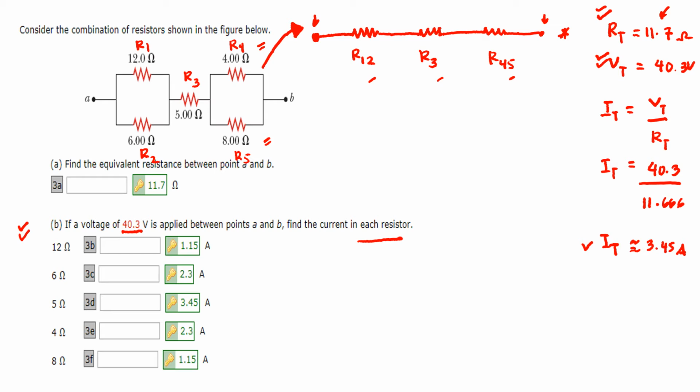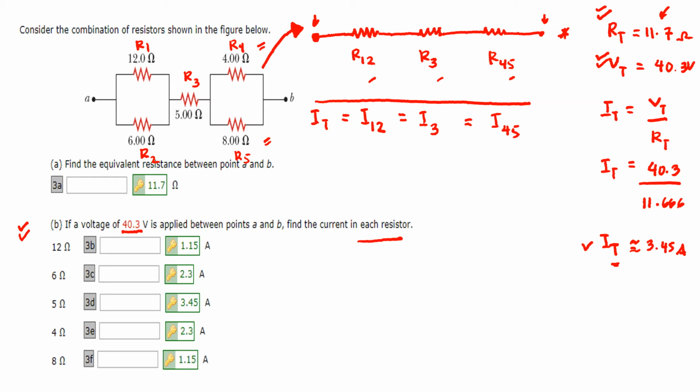Since R1,2, R3, and R45 are in series, then we could say that the total current is just equal to the current through resistor 1,2, and that's equal to the current through resistor 3, and that's equal to the current through resistor 4,5. Again, this is a property of resistors connected in series, that the total current is the same for all of the resistors connected in series.